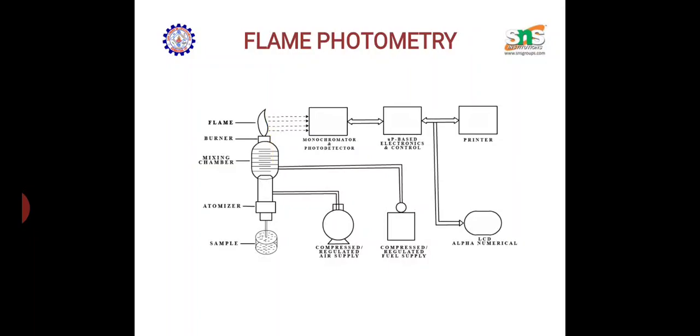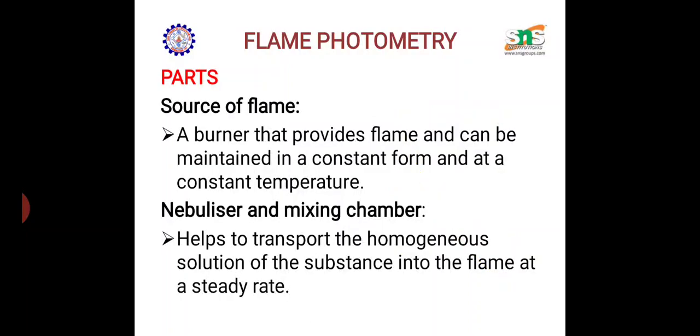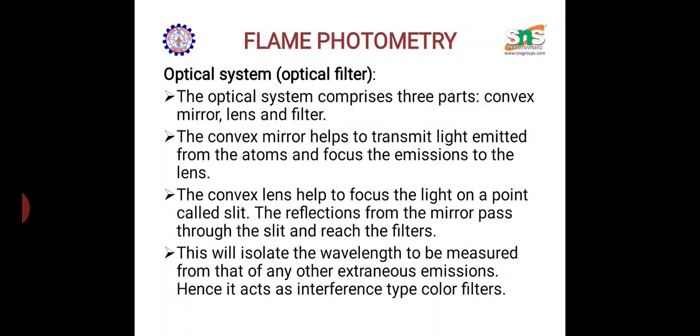Then there is a monochromator, which filters the light. The electronic control observes the amount or wavelength emitted by the particular ion. It is recorded and identified. So what are the parts as we see them? One is the source of flame. The flame is a burner which maintains a constant temperature. Then the nebulizer and mixing chamber help produce a homogeneous flame at a steady rate.